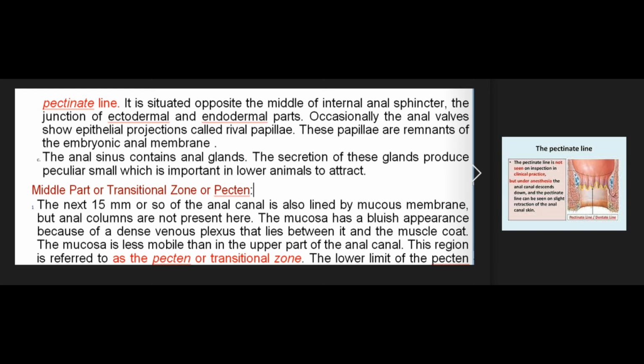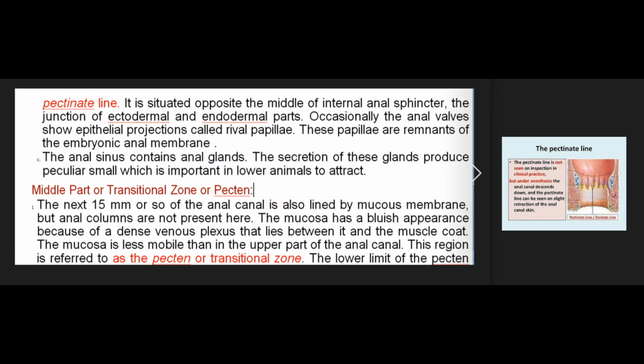This is the pectinate line. It is situated opposite the middle of the internal anal sphincter, at the junction of ectodermal and endodermal parts. Occasionally the anal valves show epithelial projections called anal papillae. These papillae are remnants of the embryonic anal membrane. c. The anal sinus contains anal glands. The secretion of these glands produces a peculiar smell which is important in lower animals to attract.